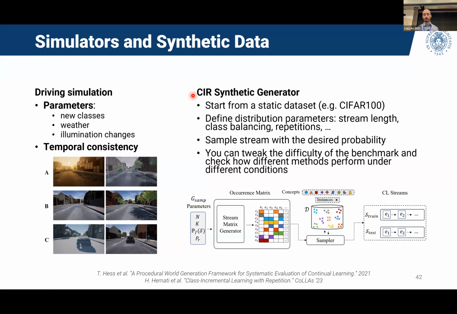So this is a paper from us that we actually published at CoLLAs. The idea is to do the same thing that we do with class-incremental learning scenarios, but make it a little bit more flexible. So you start from a static data set. You define some parameters of the distribution, like the length of the stream that you want, the probability of each class, so you can make them unbalanced, or how many repetitions you want to have. So you get a probabilistic definition of your stream that is, again, a bit more complex than the normal class incremental setup. And you can sample a stream from it, and then you can train on it.